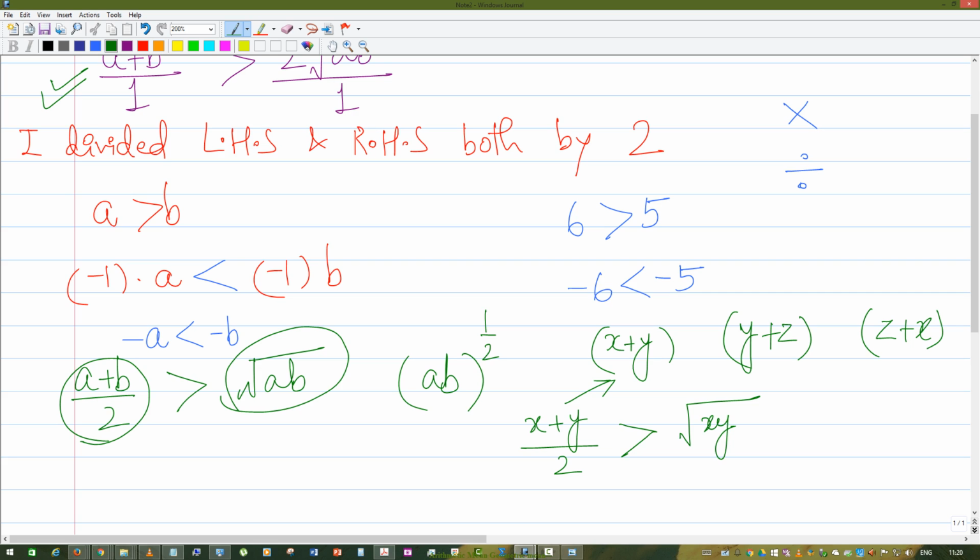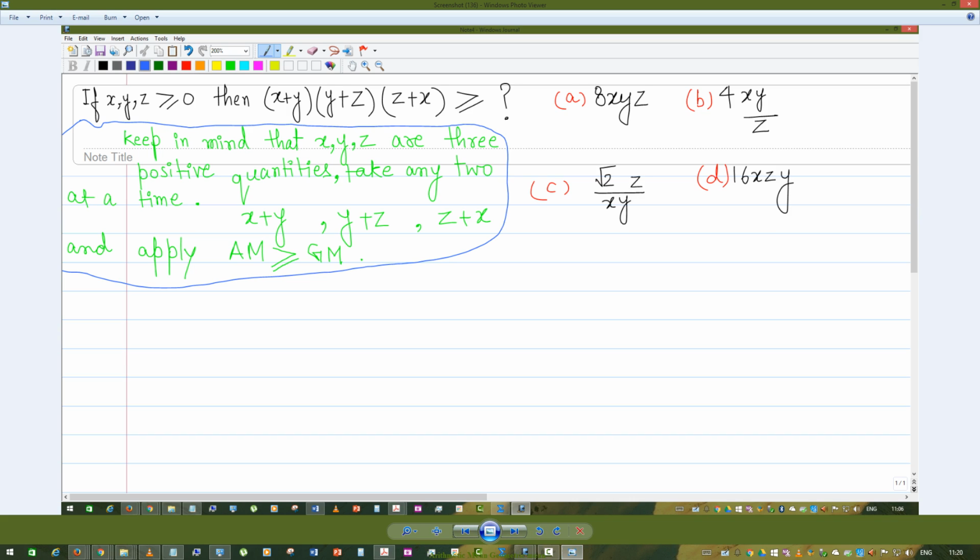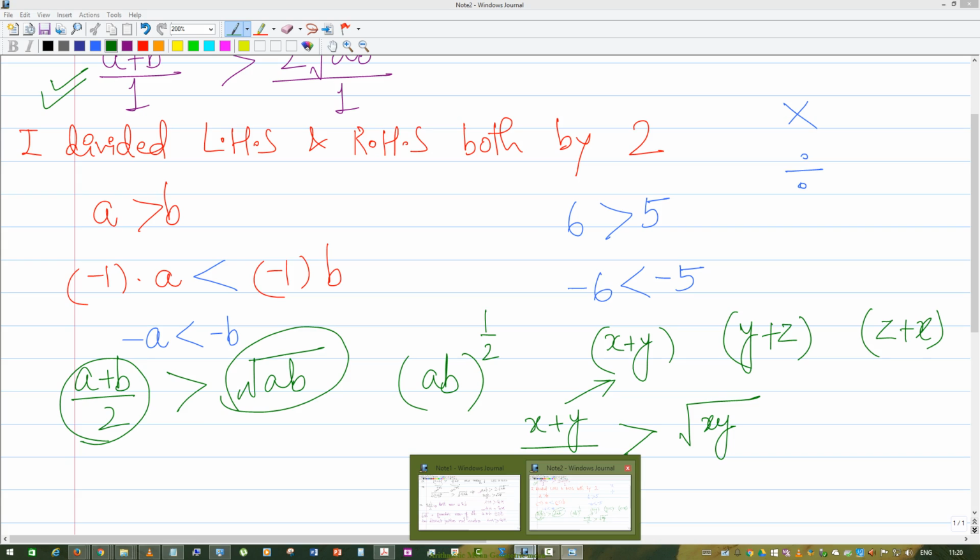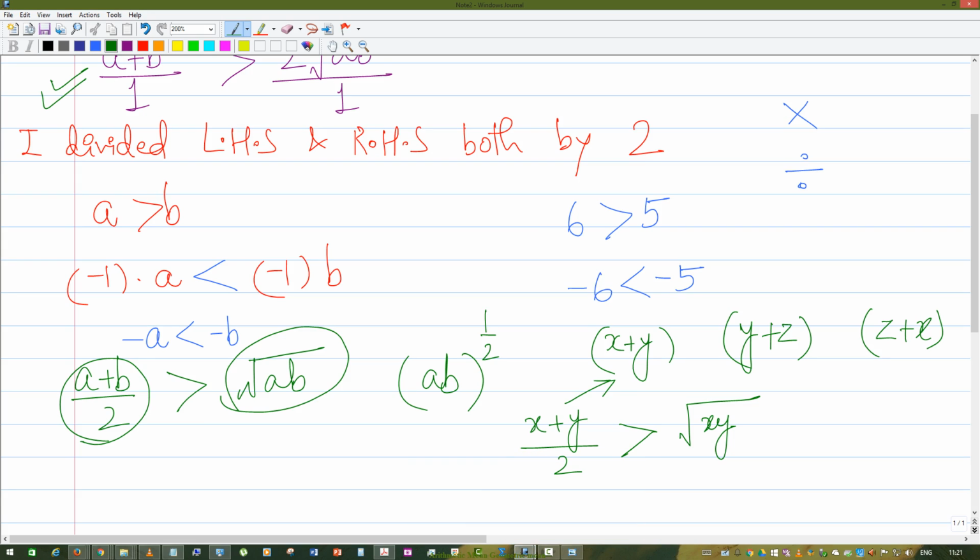x and y are two quantities. We have already been given that x, y, z are greater than or equal to 0. For now we will assume that they are not even 0, they are just pure positive real numbers. So x, y, z are pure positive real numbers. In this case we have applied it, and this we can term equation 1.